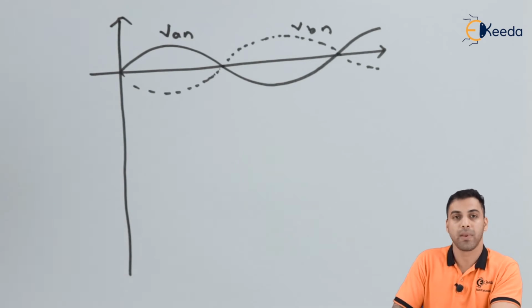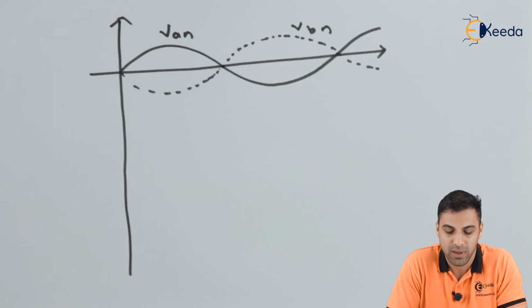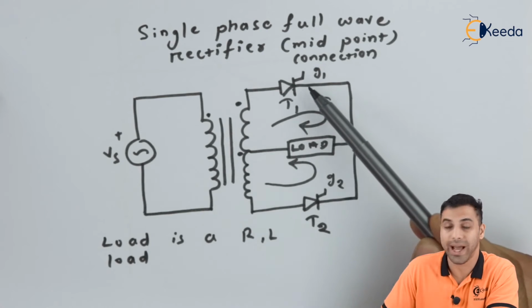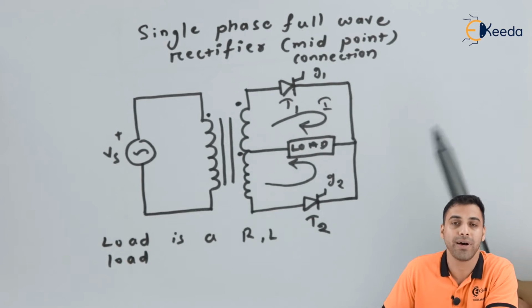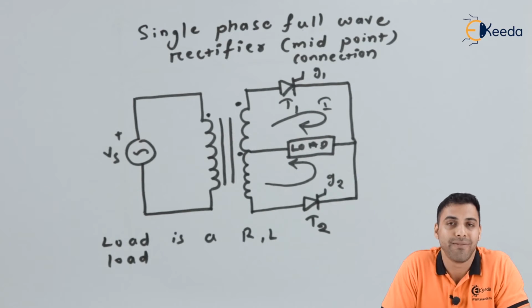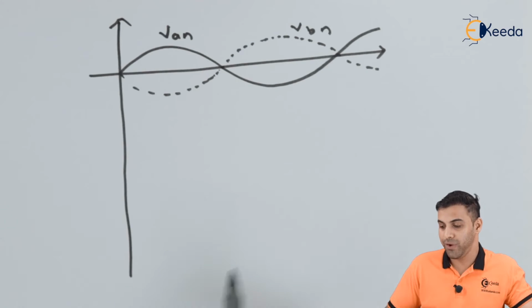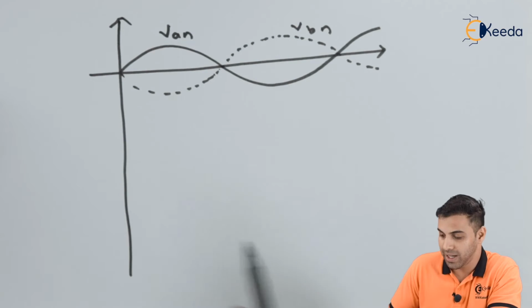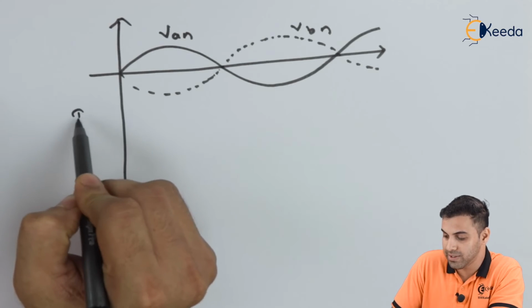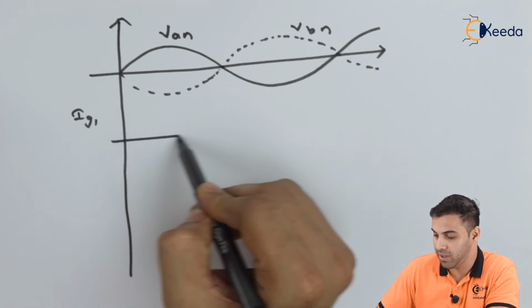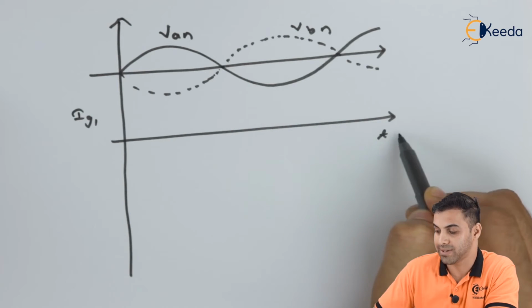Now friends, let's do one thing. Suppose we give a gate supply to thyristor T1 after a certain interval of time. Let's say the conduction angle of thyristor T1 would be alpha. Okay, so in the same circuit, let's say this is IG1. I take IG1 on the y-axis, drawing the same thing, and I'm taking time on the x-axis.